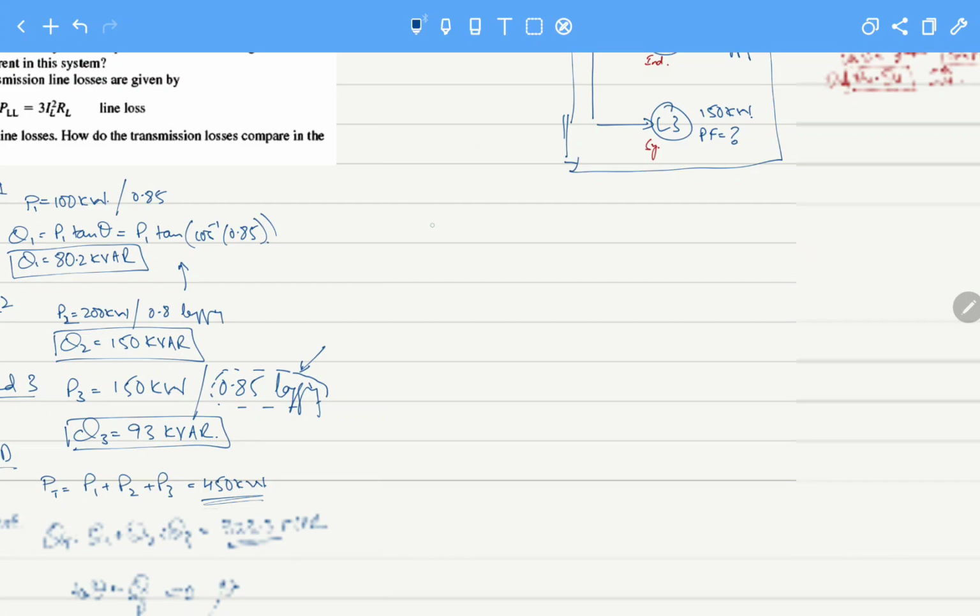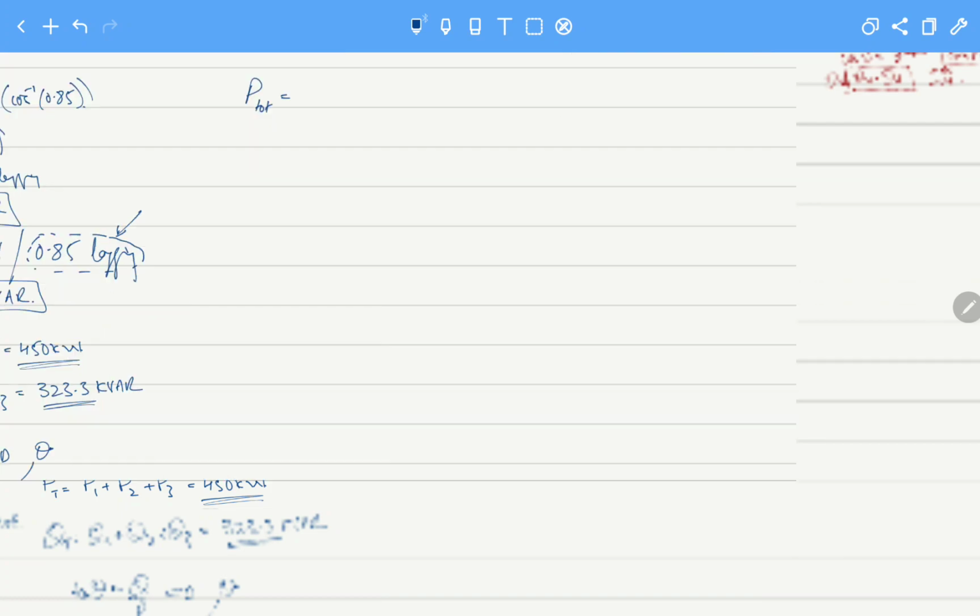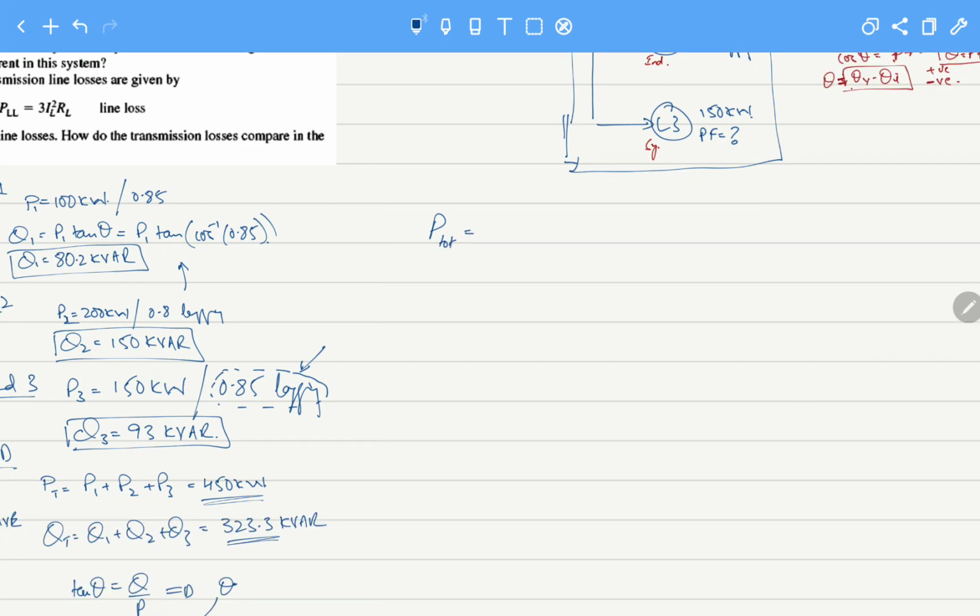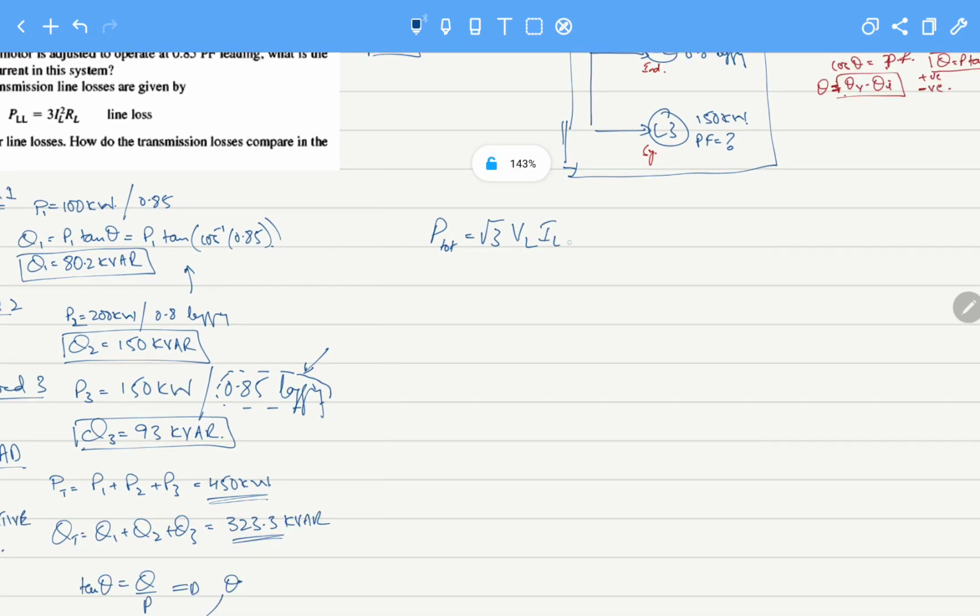We know that the total power, we have the real power. It can be calculated in different ways, but I'm using the real power. You can calculate by apparent power or the reactive power, but the formula is √3 VL IL cos θ, where VL is the line-to-line voltage, because we are able to calculate this theta. For calculating this theta, we have calculated first P and Q, and then we have calculated cos θ.